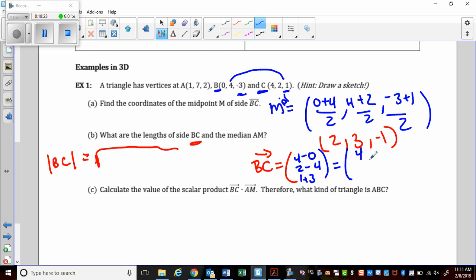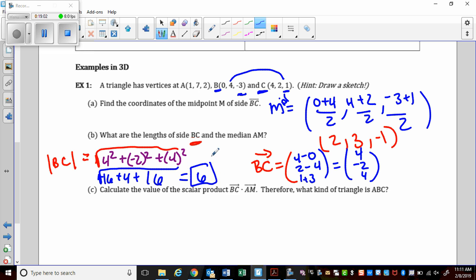Four, negative 2, 4. Now I can find the length of it, or the magnitude of that vector, which is 4 squared plus negative 2 squared plus 4 squared, which is something. Let's see, 16 plus 4, remember that's always positive, plus 16 is maybe 36. Okay. That's it.